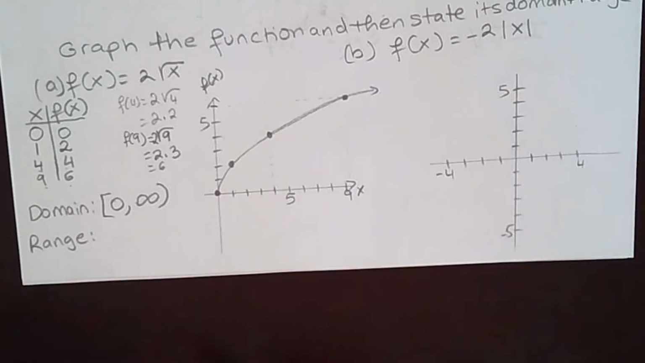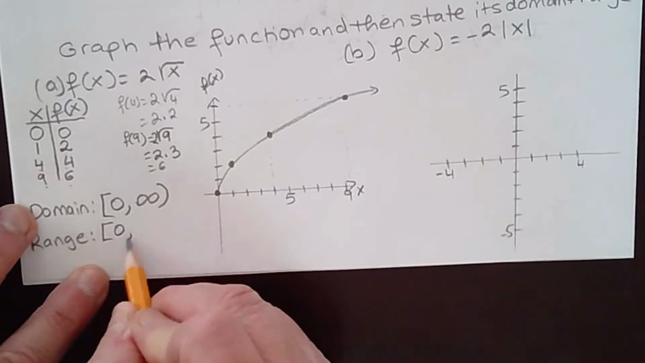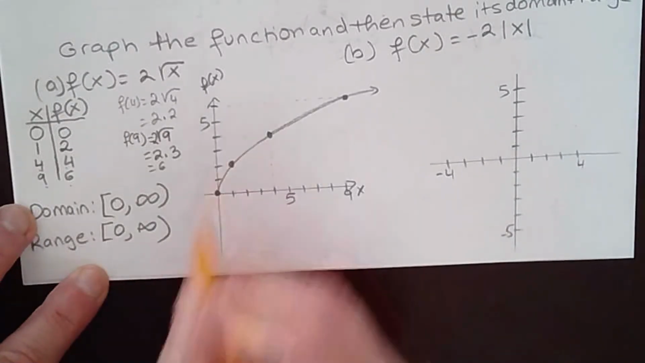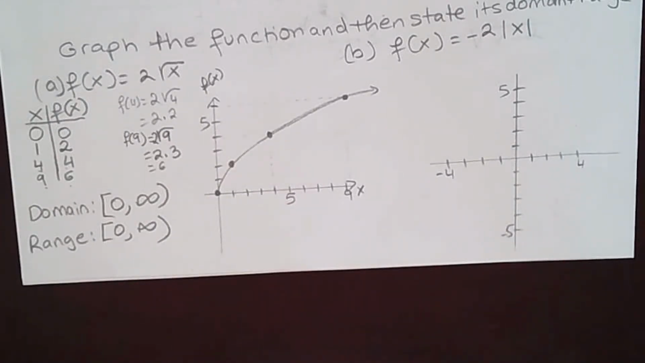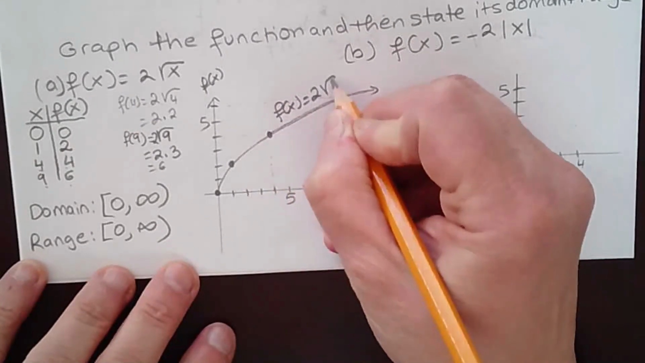So the set of values that f can take are from 0 to infinity, and you can also see it from the graph. So this is the graph of the first function. Again, let me write it down. This is f of x equal to square root of x.